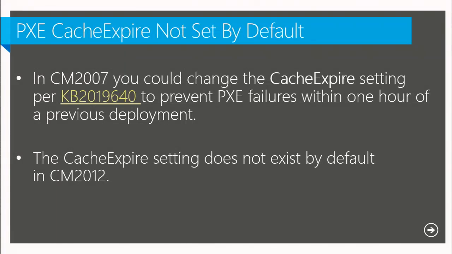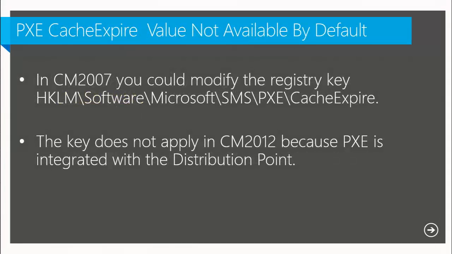And then here's one that a lot of people use in 2007. This was the PXE cache expire setting. Understand that setting has changed. It does not exist by default. It's in a different location. We know now that the DP and the PXE server are one site role, and so here's the registry key, just FYI.